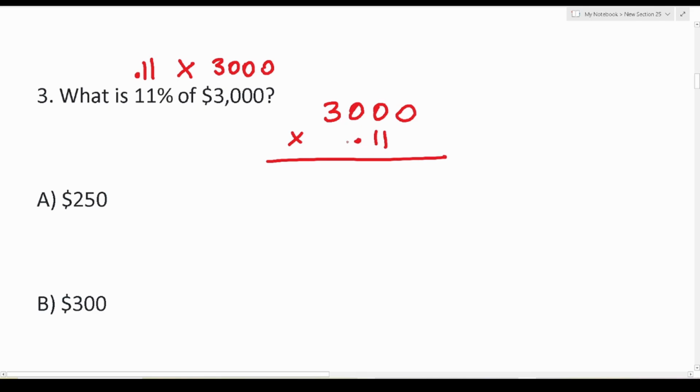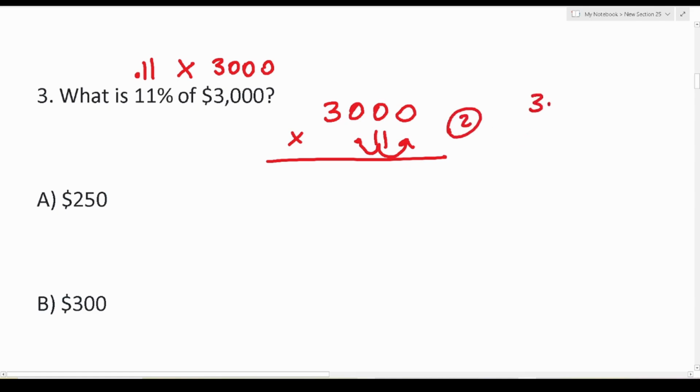And as you can see, we're multiplying a whole number, notably 3,000, by a decimal, notably 0.11. In order to proceed, I find it easier to get rid of these decimals temporarily. So what I'm going to do is shift the decimal place in 0.11 2 times to the right.